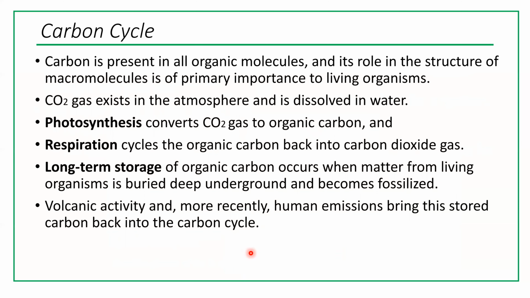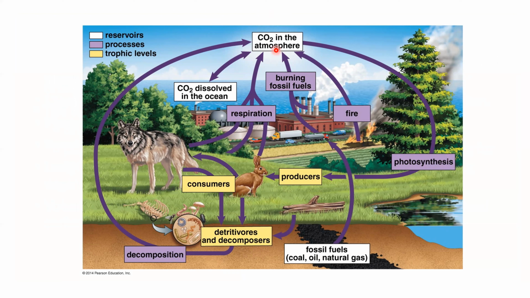So here's another diagram, the same as with the water cycle. We have reservoirs over here, right? And we have processes that allow carbon to move between these reservoirs. So here, carbon dioxide in the atmosphere, carbon dioxide in the ocean, right? And carbon dioxide underground in the fossil fuels such as coal, oil, and natural gas. So here is where carbon is stored, right?